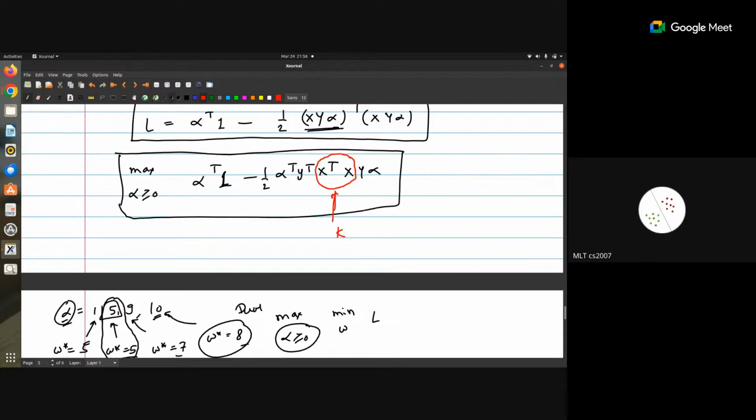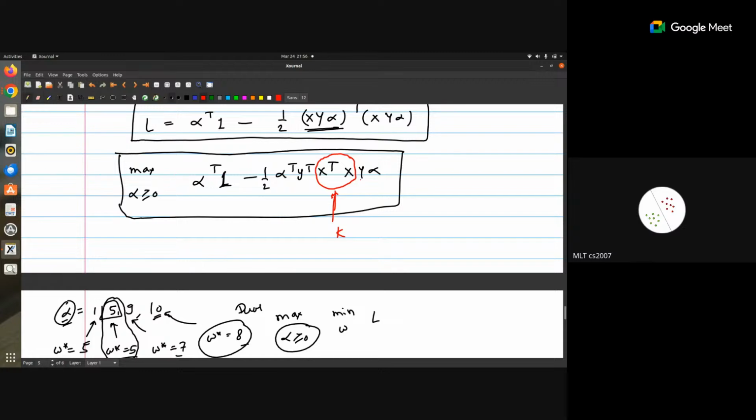How will they help you? By converting the dot product in the problem to a higher dimension. You don't need to explicitly do this calculation of X transpose X. It will just find the kernel, and that will give you the kernel matrix. Okay, I hope all this is fine.